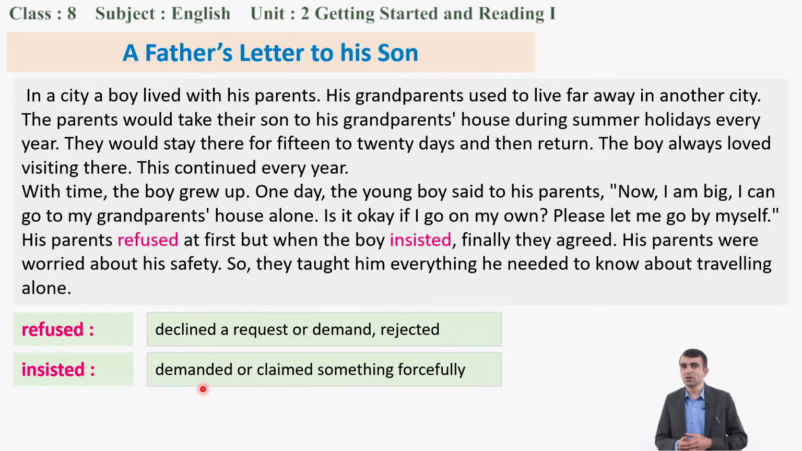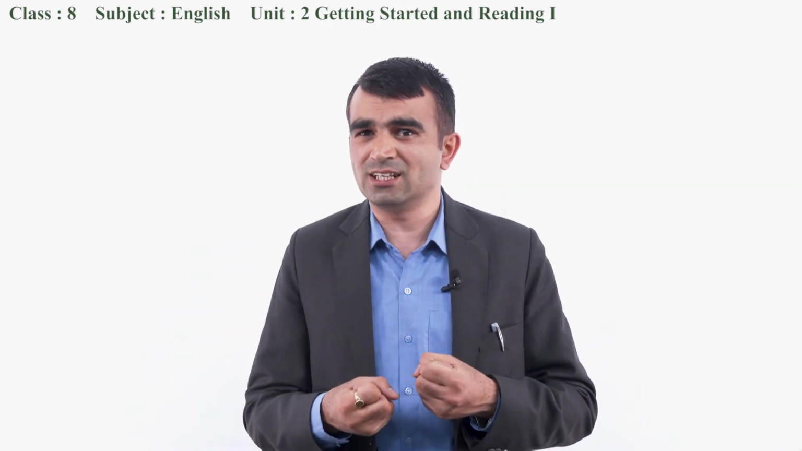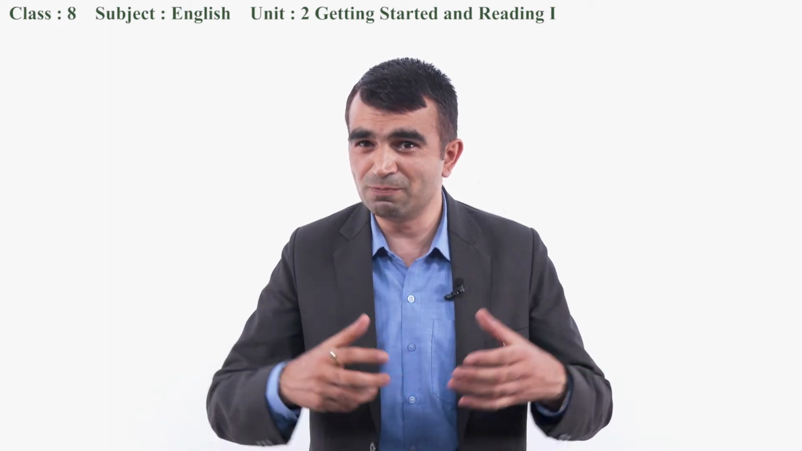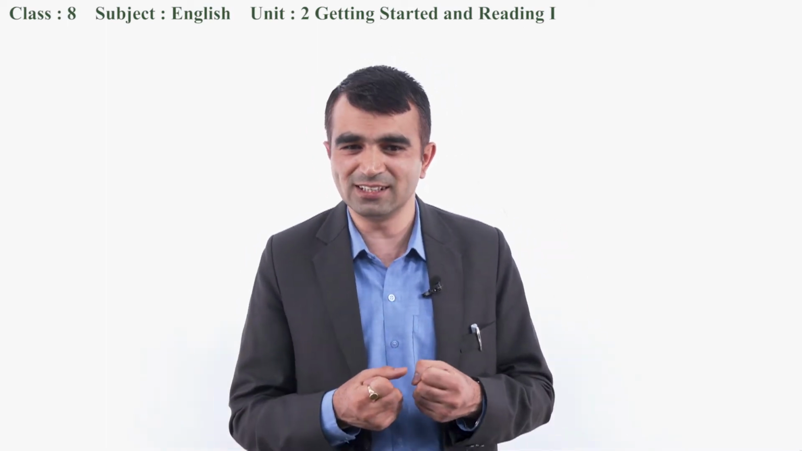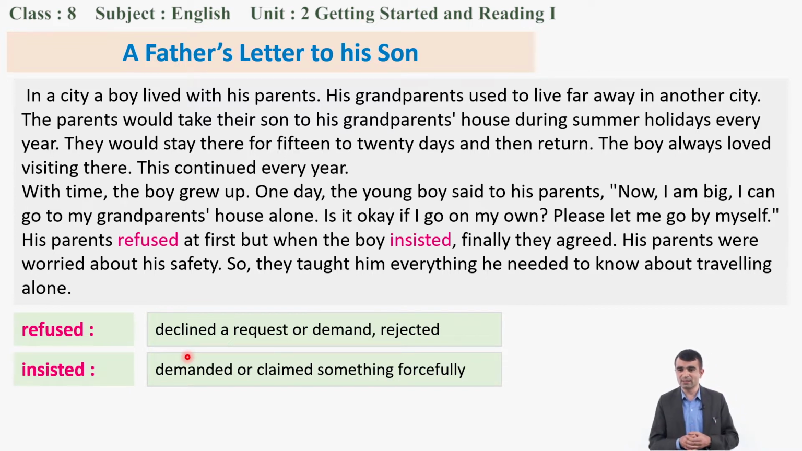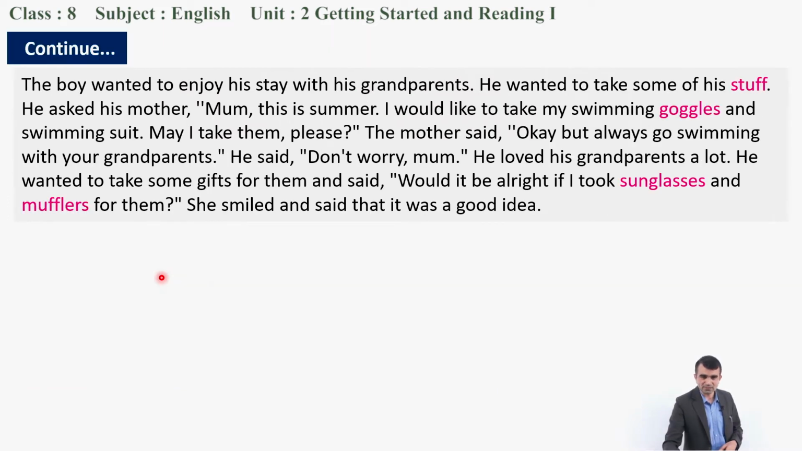Sometimes when you want to go somewhere, your parents don't give you permission. And that time you insist on going, don't you? Okay, good. Now, why did the boy insist on going to his grandparents? What is his argument? Yes, he is big now. He is not a small boy, he said, didn't he? Can you say that his parents love him? Yes, why? How can you say so? Yes, they were worried about his safety, weren't they? Well, they were worried about his safety means they loved him a lot. Is it so? Good. Okay, next paragraph.